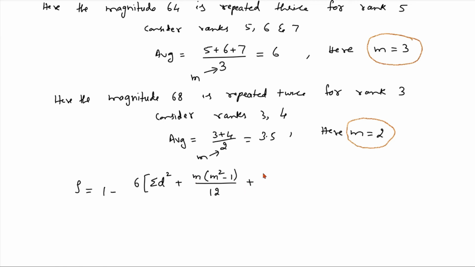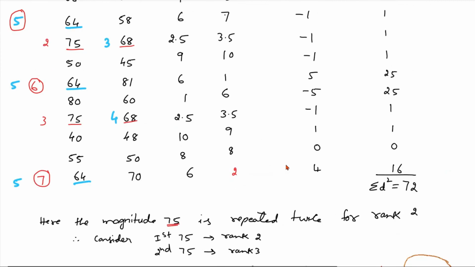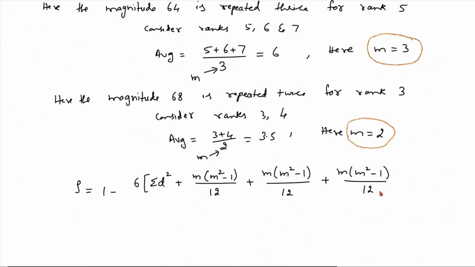You even have the second value of m. So once again we will be writing for the second value of m, whole divided by 12. So totally 3 values of m are there, so you will be getting 3 terms over here. So you can see that the values that were repeated over here were 64, 75 and 68. These 3 values were repeated. So therefore 3 m's will be getting over here, 3 terms. So many m values will be getting over here.